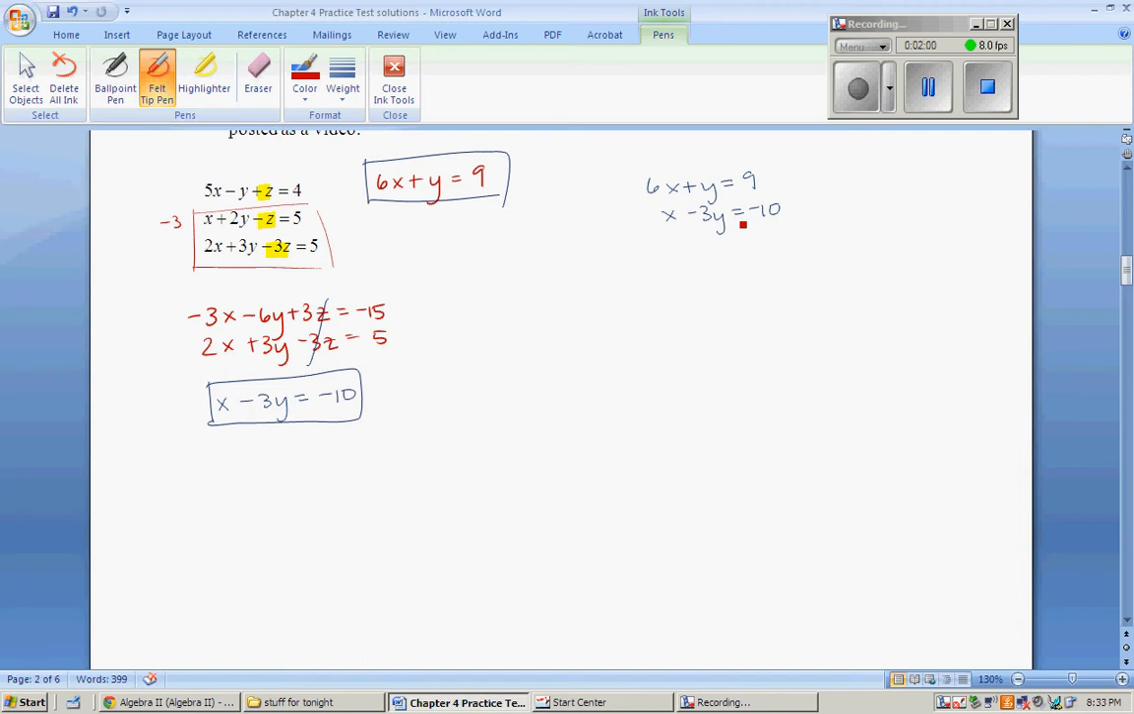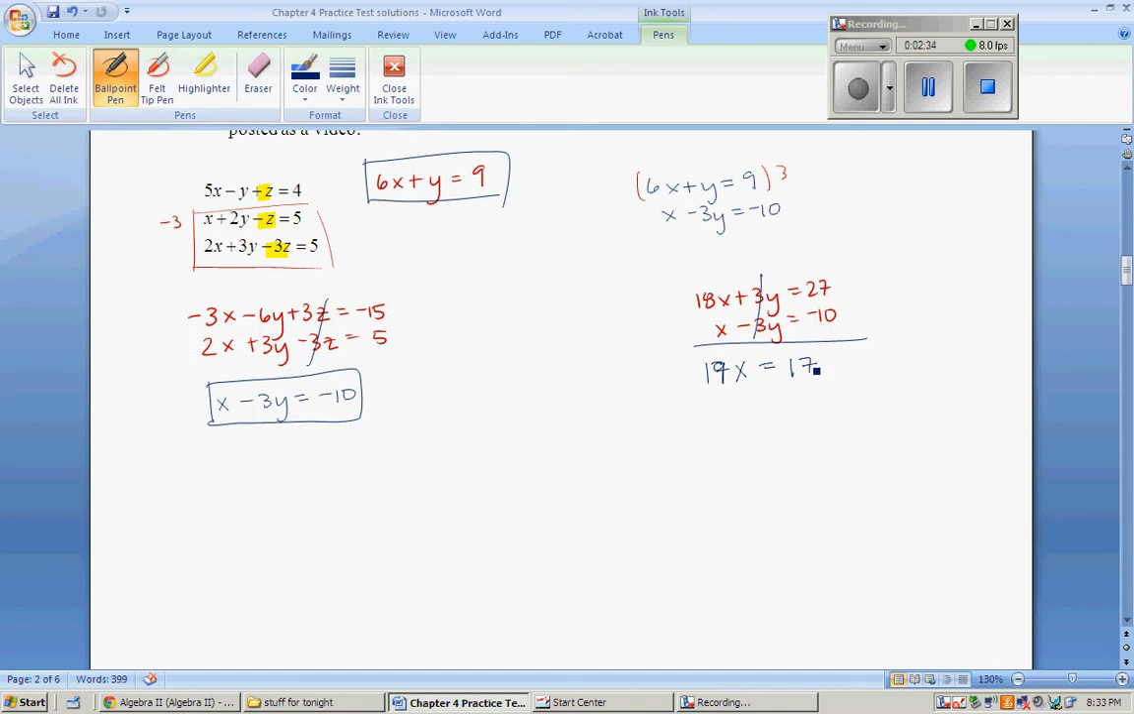I'm going to get rid of the y's again because one is already negative and one is positive. So I'm going to multiply this top equation by 3. And we'll get 18x plus 3y equals 27. And on the bottom, x minus 3y equals negative 10. This is going to yield some unpleasant results. We get 19x equals 17.